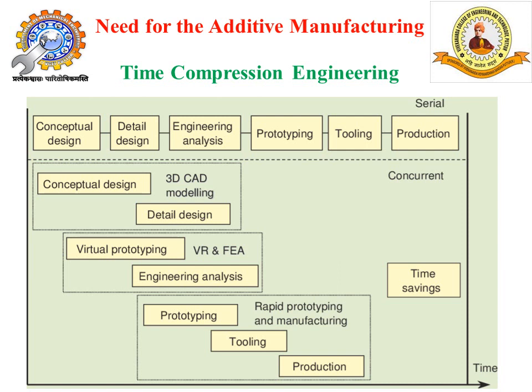When we compare the serial and the concurrent engineering process for manufacturing, we can find time savings of around 20 to 22% when we use the concurrent manufacturing technique. So this is how the advancement in computing technologies and computing facilities enables us to shrink the production time for the components.